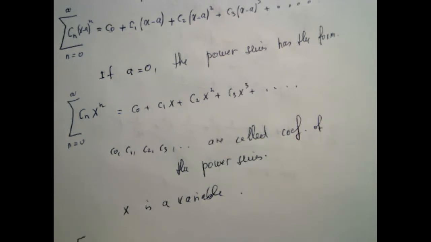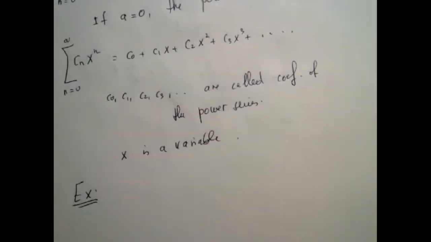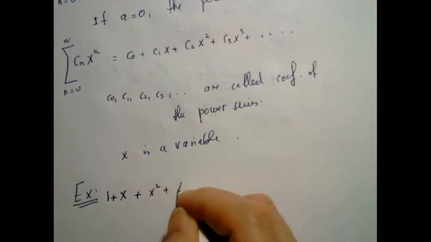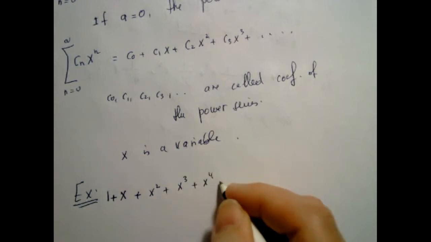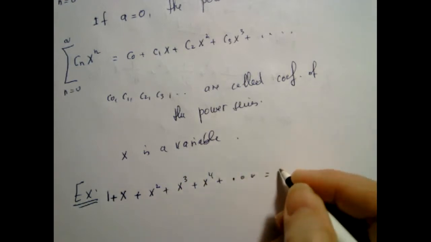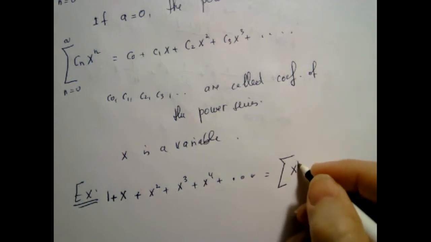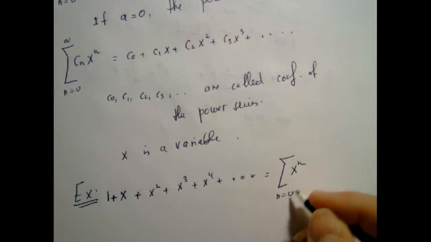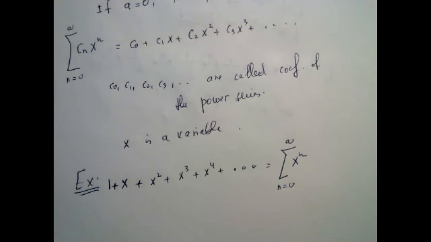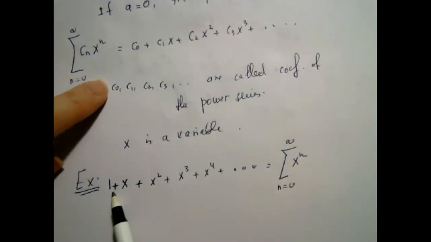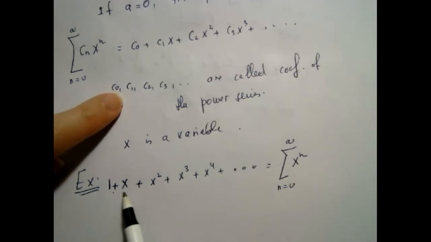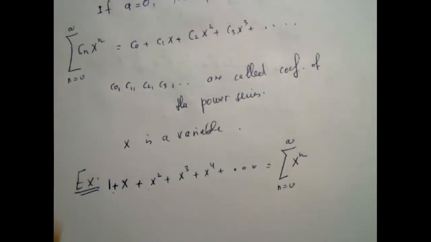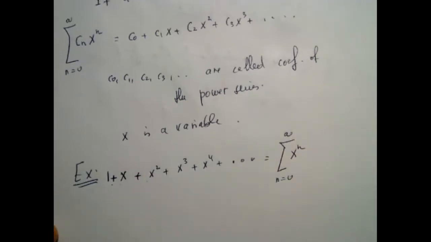Example of a power series. A typical example of a power series is something like that. Let me take this power series: 1 plus x plus x squared plus x cubed plus x to the 4 plus so on and so forth. So this is a simple power series. It means sigma x to the n, n equals 0 to infinity. Now, x here is a variable. The constant C0 is 1 in this simple series, C1 is 1, C2 is 1, C3 is 1, and so on and so forth.